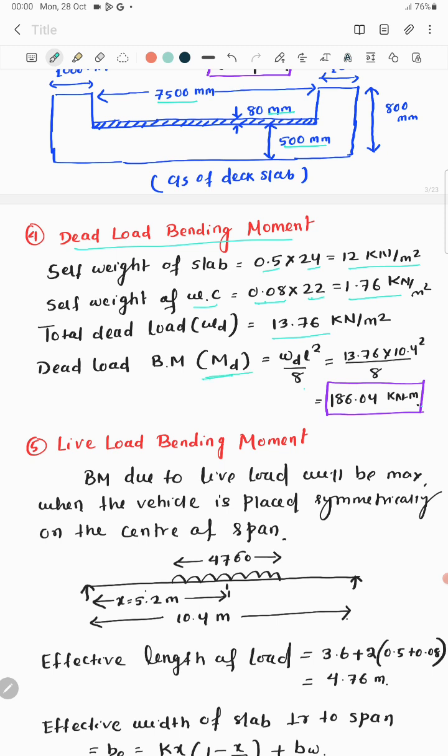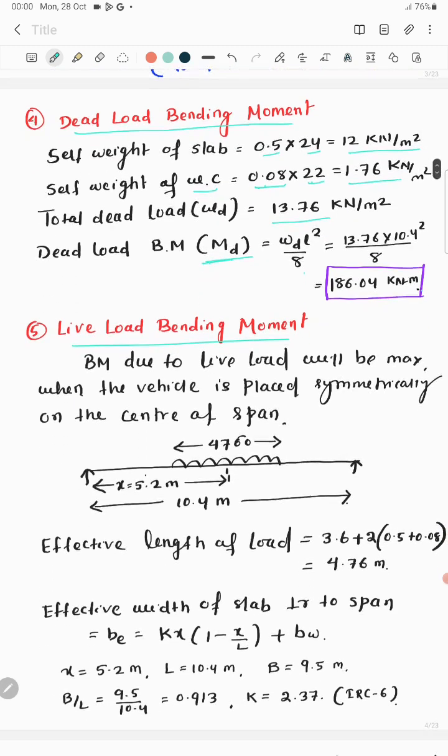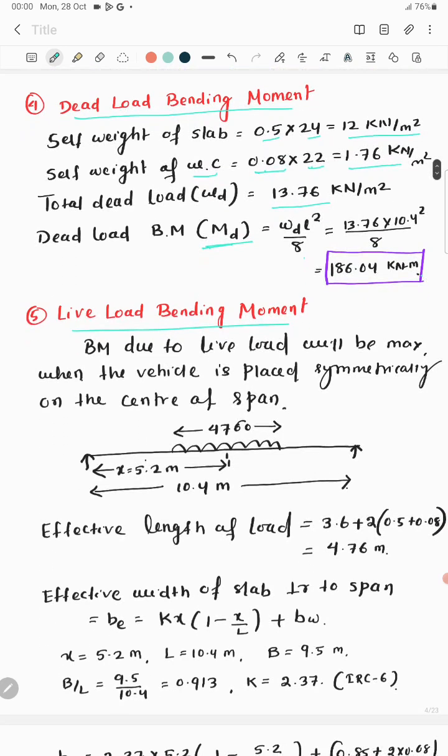Now calculation of live load bending moment. To get the maximum bending moment, we have to place the live load on the span so that the bending moment will be maximum. So here we have to place the live load or the vehicle in the middle of the span.